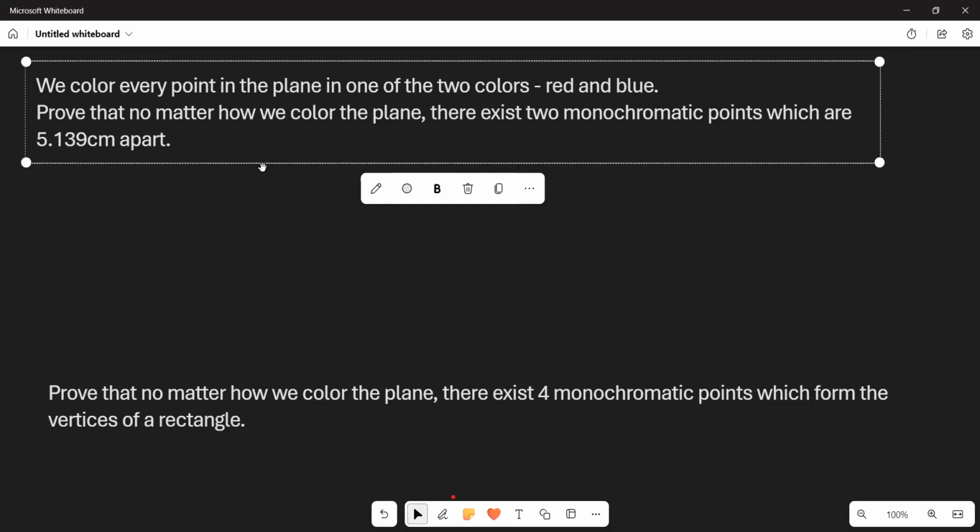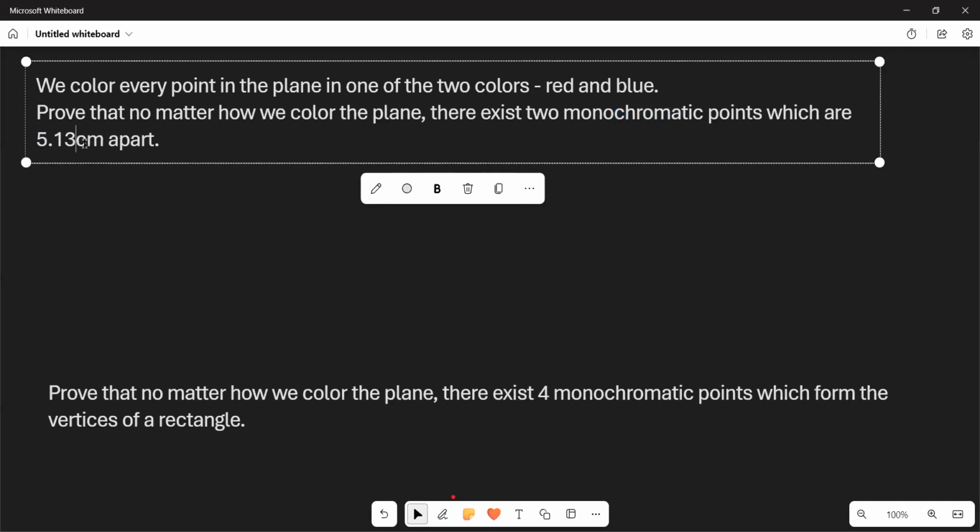We color every single point in the plane in one of the two colors. So, what is a plane? Think of a plane as an infinite piece of paper. It extends in all directions. And so there are lots and lots of points on it. So we're coloring every single point either red or blue. And now what we want to prove is that no matter how you color, I will always be able to find 2 points. Monochromatic just means of the same color. So there will always be some 2 points somewhere which are a distance of 5.139 centimeters apart.